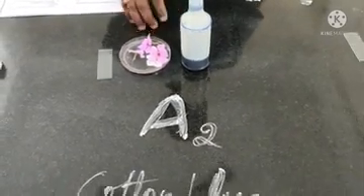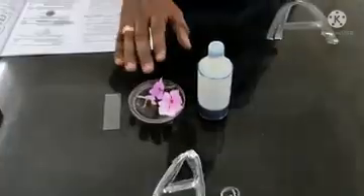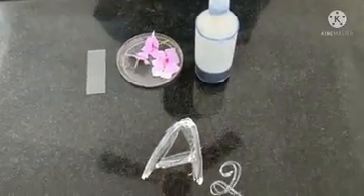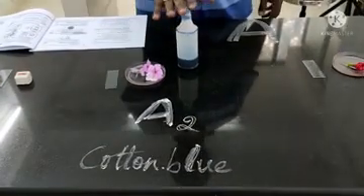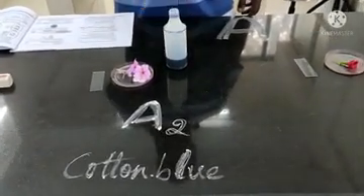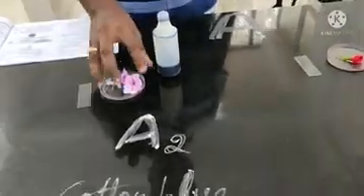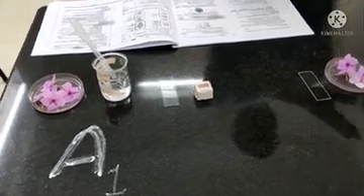Then A2. This is the second slide preparation, with respect to pollen tube growth on stigma. Here also we require the Vinca rosea flower, then cotton blue stain to prepare the slide. After preparing the slide, you have to draw the labelled diagram for this question, pollen tube growth on stigma. For A1, we have the tabular column and calculation: we have to identify the percentage of pollen grain germination.